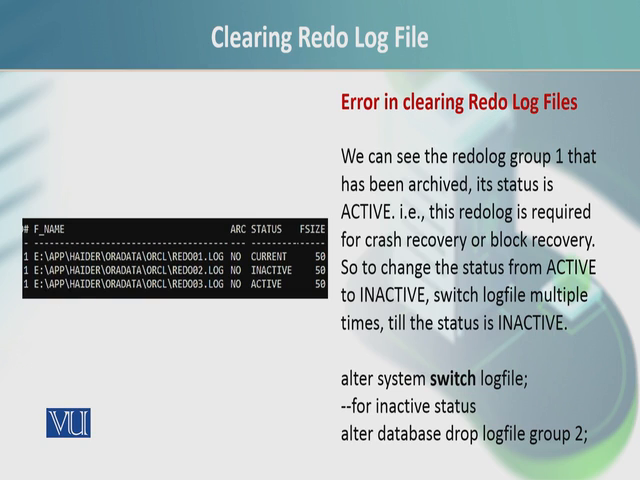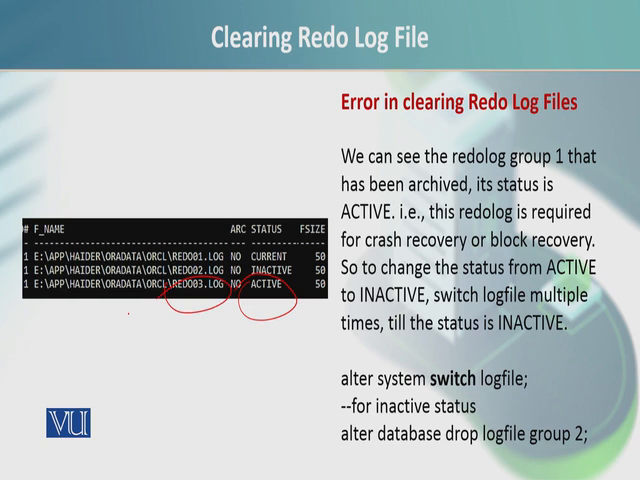So to change the status from active to inactive, in this particular case, we can manage the status, and that status is basically showing what happened. The active is one of the major files, and we can switch this one to inactive. Let's suppose we want to drop this particular file. This file will be managed with the help of switch logfile multiple times till the status is inactive.